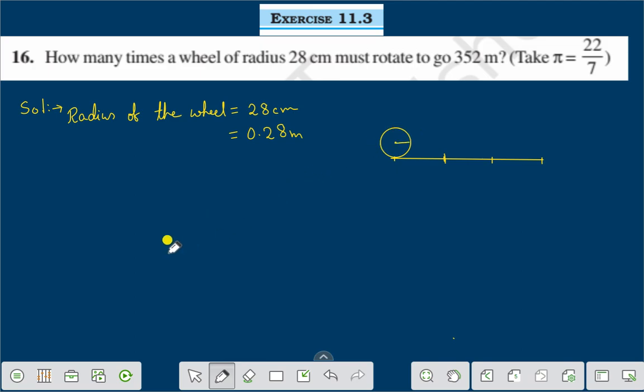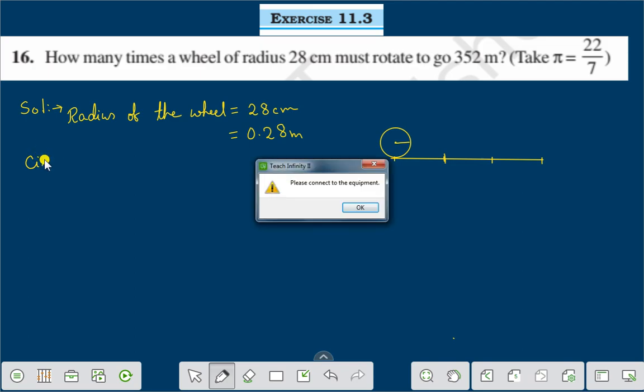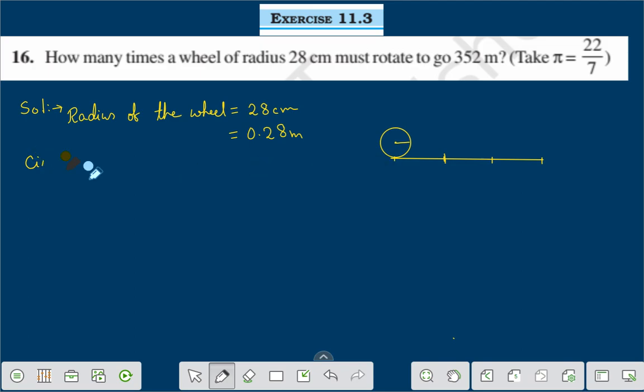Now in one rotation, the wheel will go the distance of one circumference, right? First we will find the circumference of the wheel.